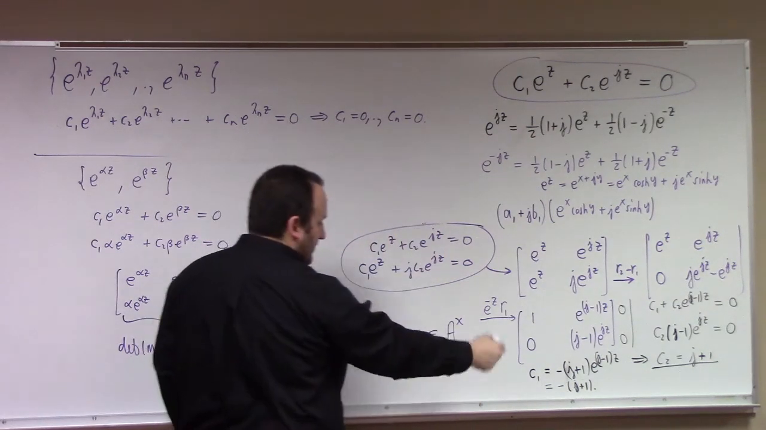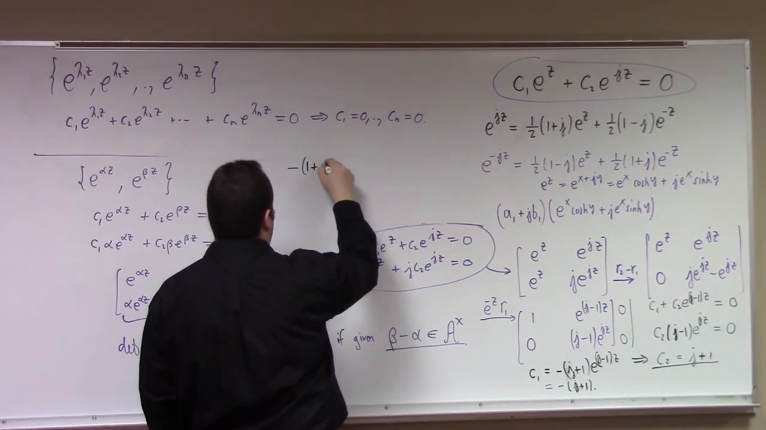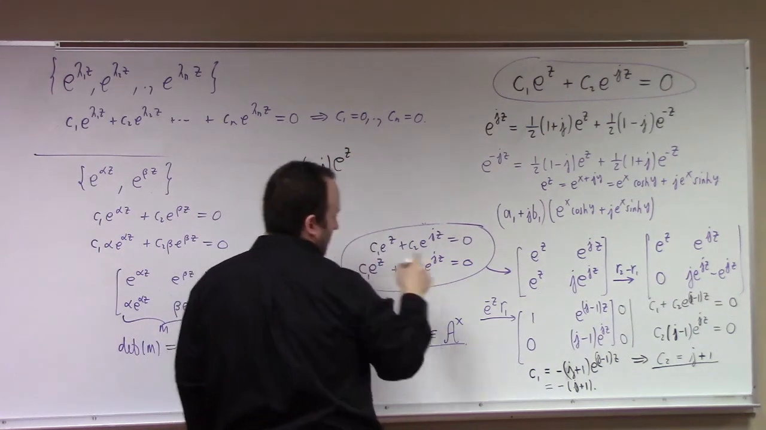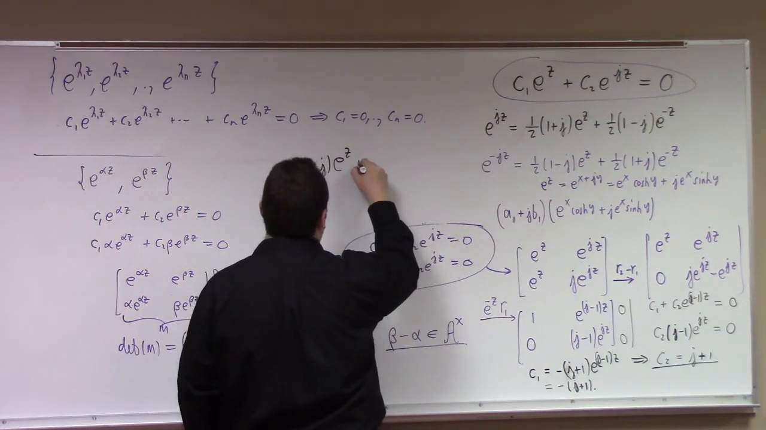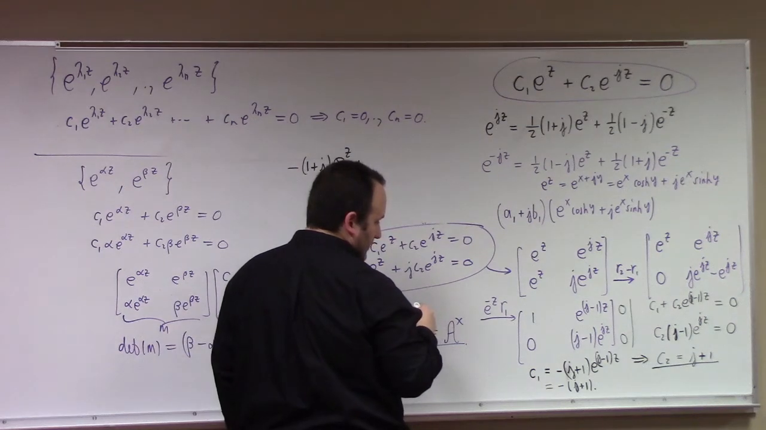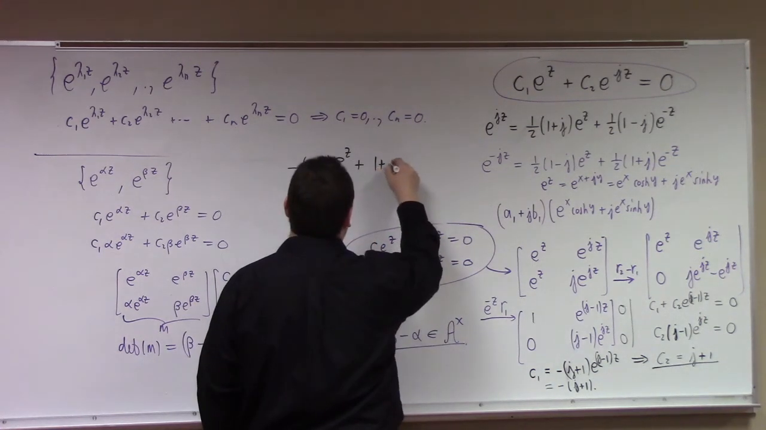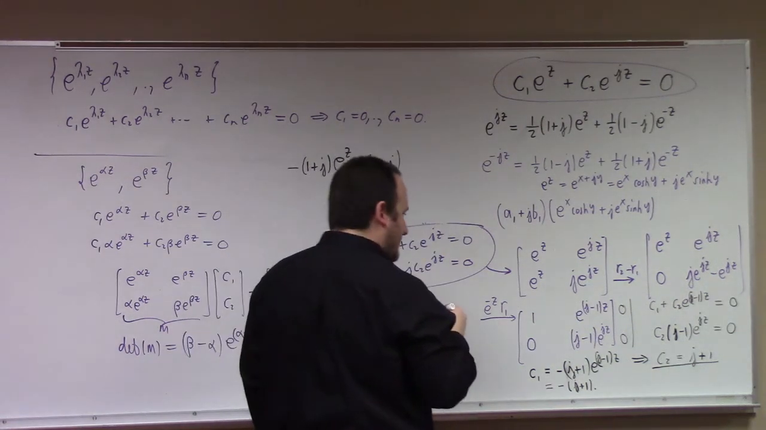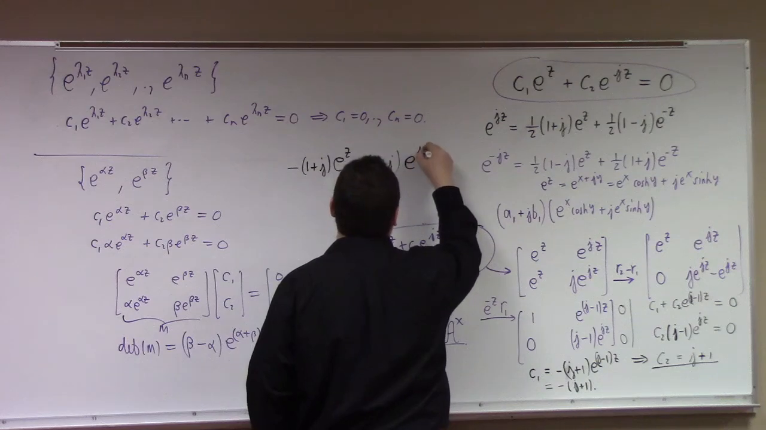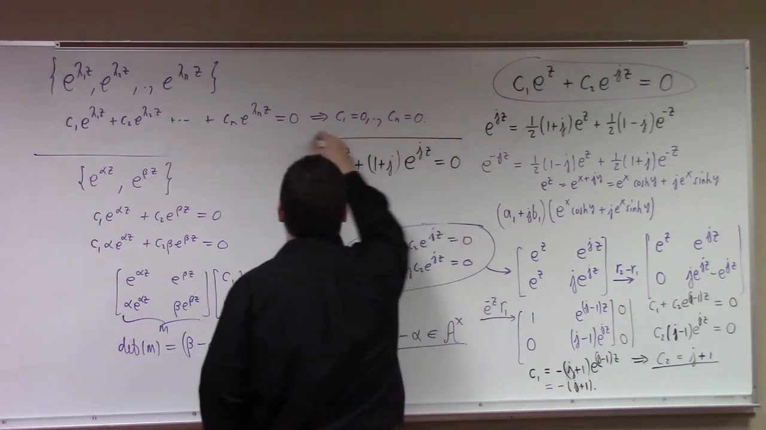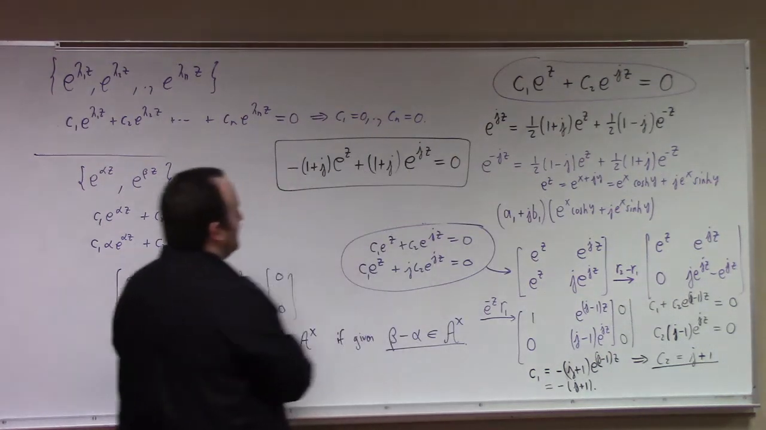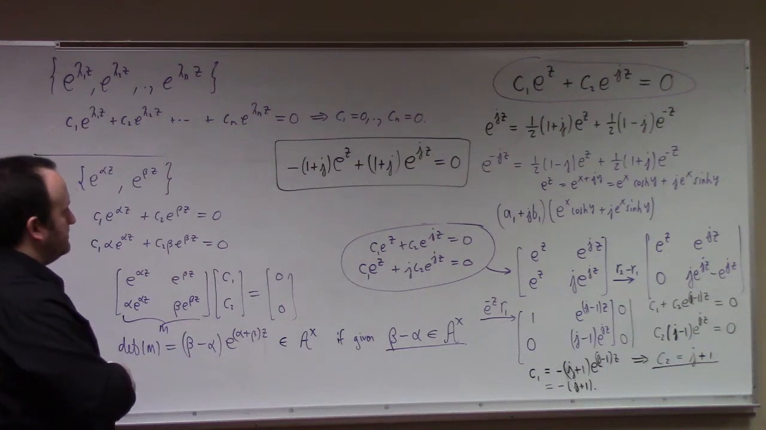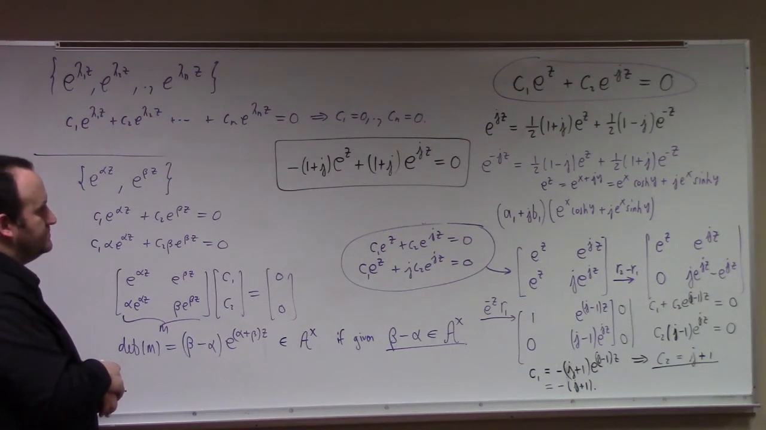So long story short, we've got minus parentheses 1 plus j times e to the z, right? Plus 1 plus j times e to the jz, allegedly is 0, huh? This is what the math seems to have just told me. Is that true? Yeah, it is. Because 1 plus j times that formula over there would cancel out.